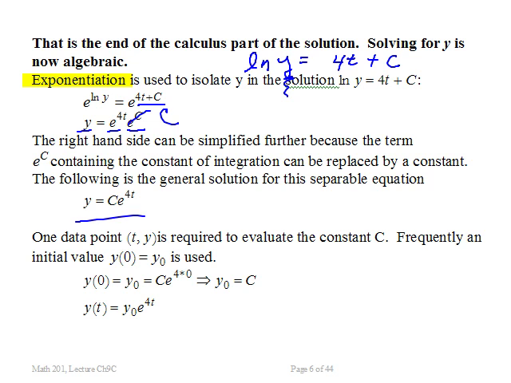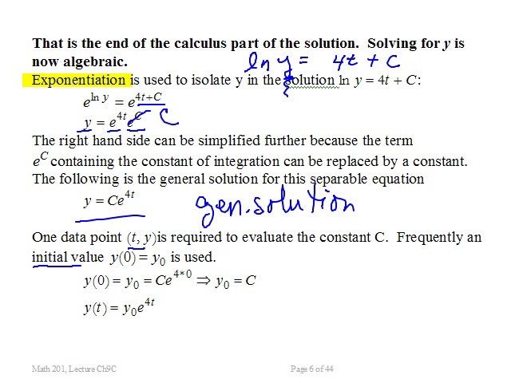y equals some constant c times e to the 4t. This is the general solution. It denotes a family of curves, one for each value of c. But we can find a value for c if we have one data point, that is, if we know y at some value of t. A very common one is the initial value.